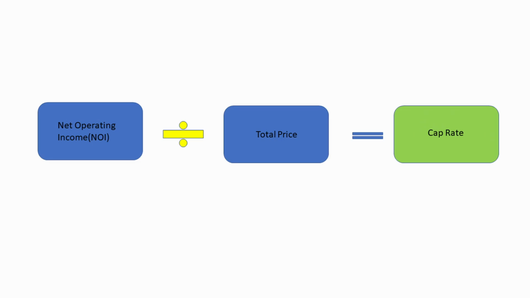Simple example: let's say 20,000 is your rental return and 500,000 is your property price. That means 4% is your cap rate. Whereas with the same 500,000, if the rental return is 50,000, then the cap rate is 10%. So that means the higher the cap rate, the more your rental return is. Hence, you will always look for a higher cap rate.